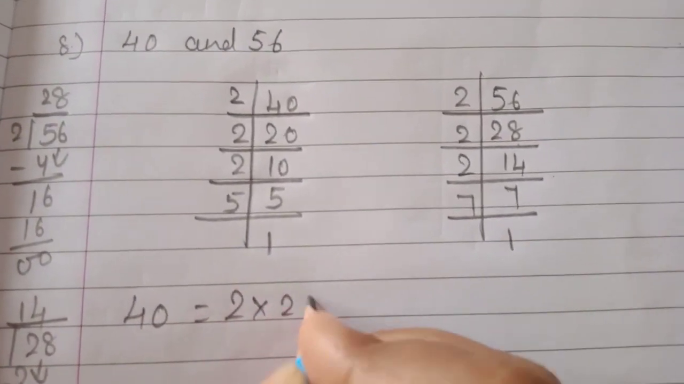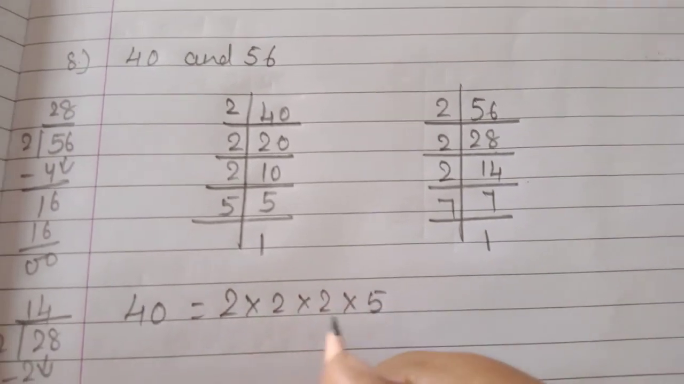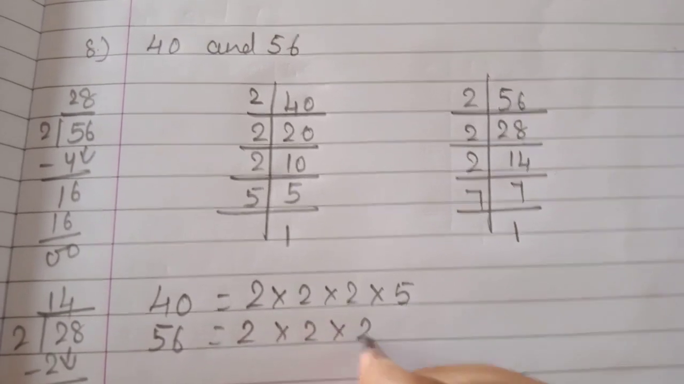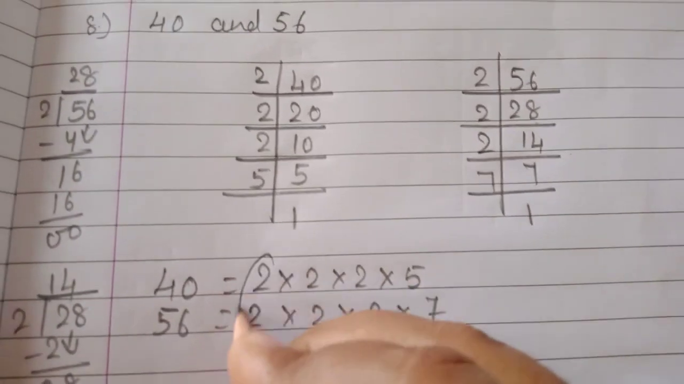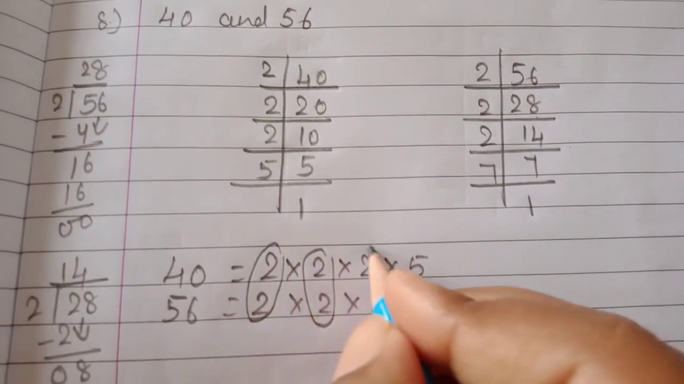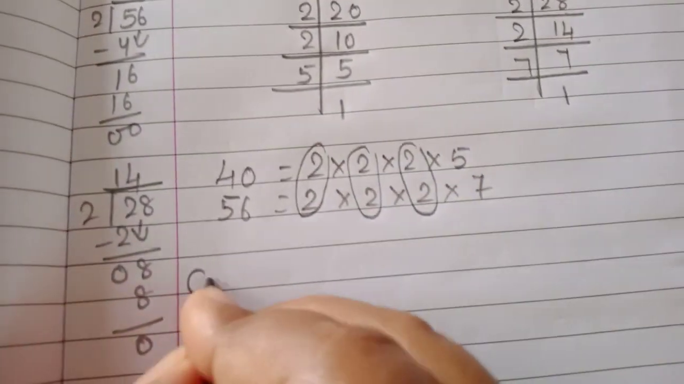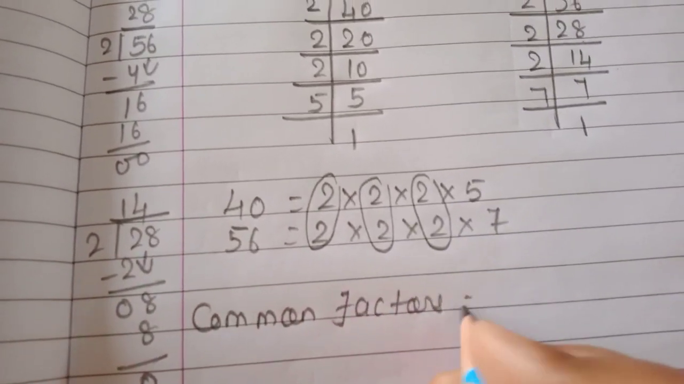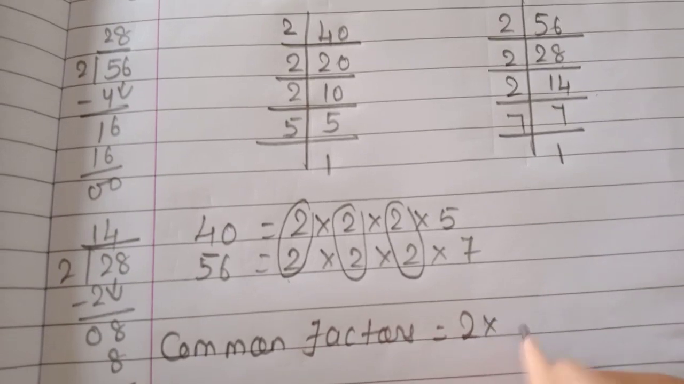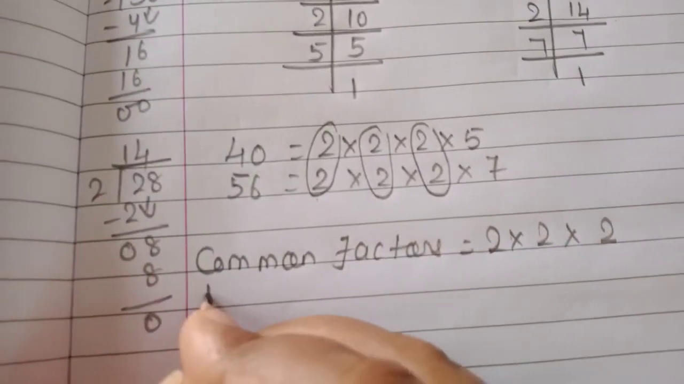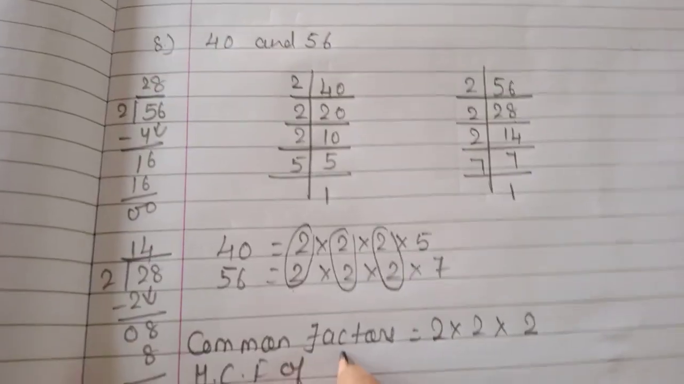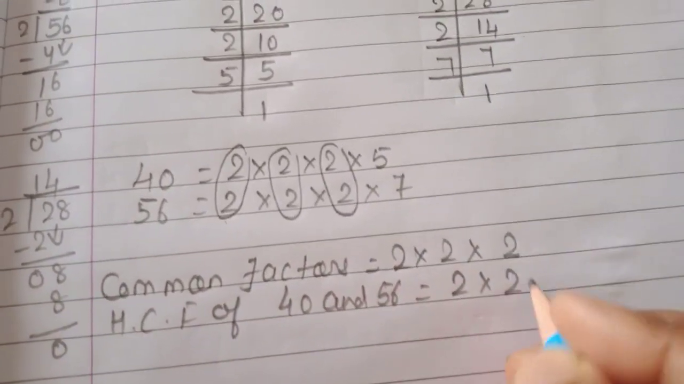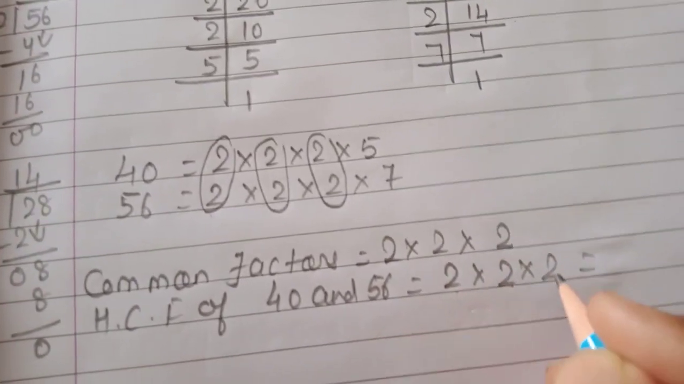So we will write the factors for 40: 2 multiplied by 2 multiplied by 2 multiplied by 5. For 56: 2 multiplied by 2 multiplied by 2 multiplied by 7. Now we have to take out the common factors. Common factors equal to, we will write one time only, 2, then 2, then 2. So HCF of 40 and 56 equals 2 multiplied by 2 multiplied by 2. 2 2s are 4, 4 2s are 8.